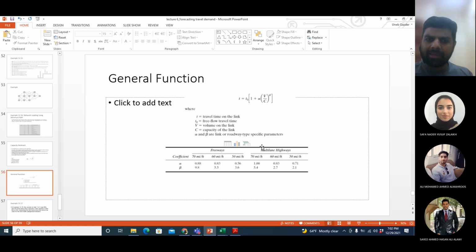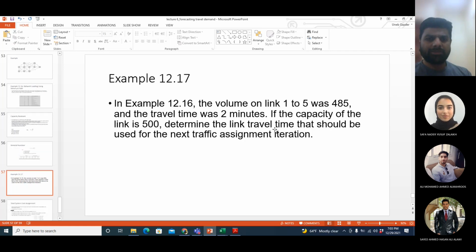For US highways, they are saying if you want to use the function for freeways and multilane highways, two different types of highways, then alpha and beta can be changed according to the speed of the highways. Again, you need some research for that. I have a senior design project which was done on these functions, and I will share it with you on Blackboard. You can read it in your own time. It was done by senior design students last semester.